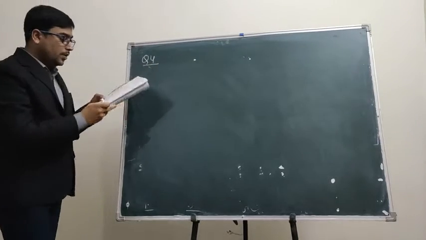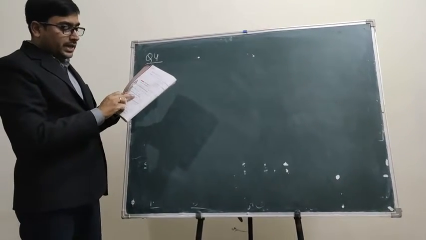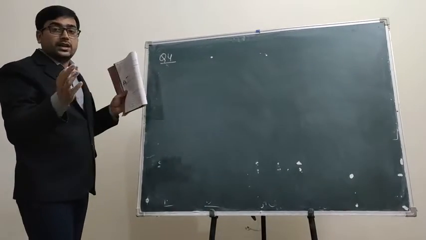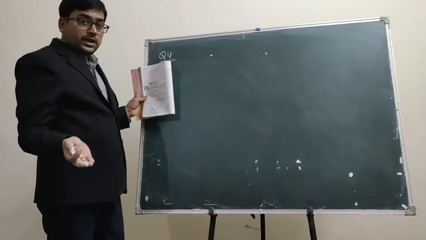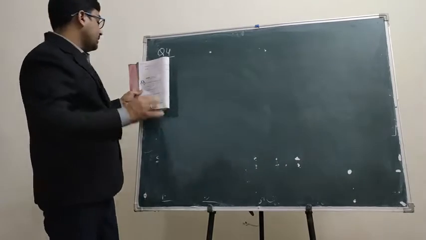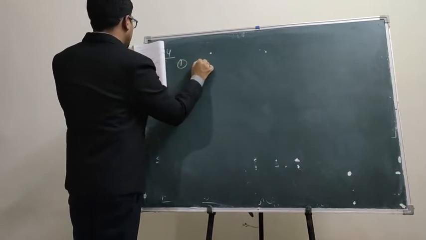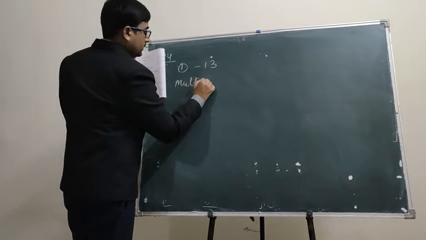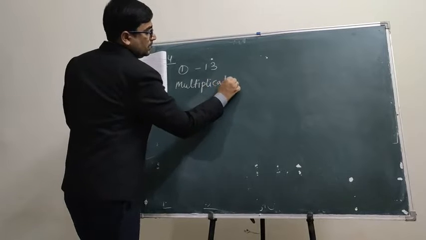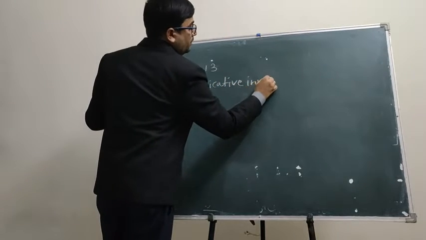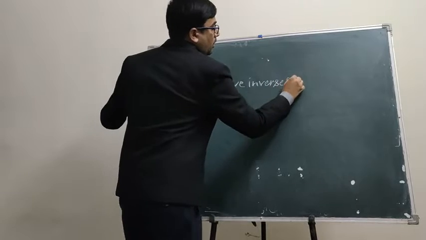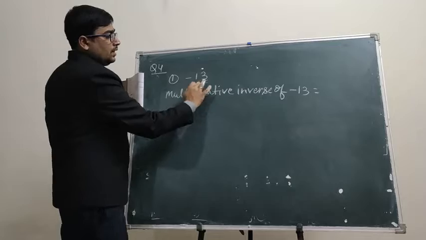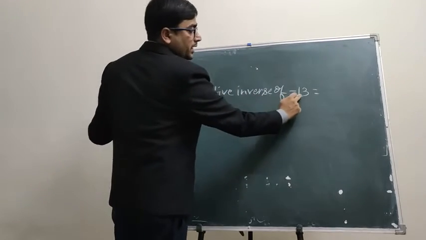Question number 4 is find the multiplicative inverse of the following. Multiplicative inverse means the numerator becomes the denominator and the denominator becomes the numerator. First question is minus 13. That means the multiplicative inverse of minus 13.